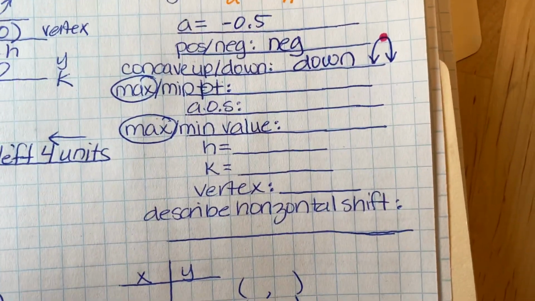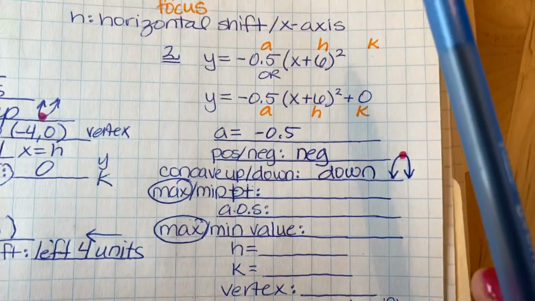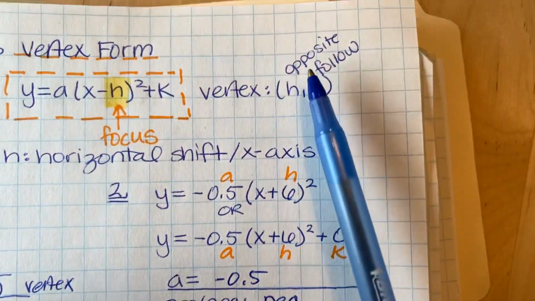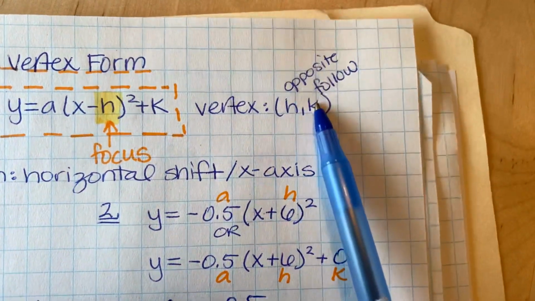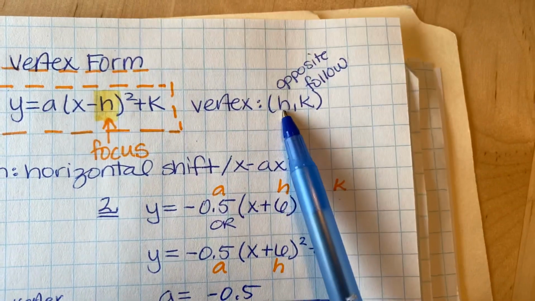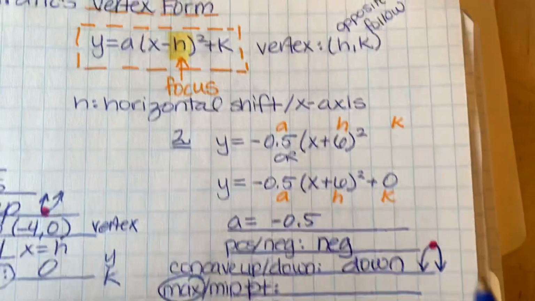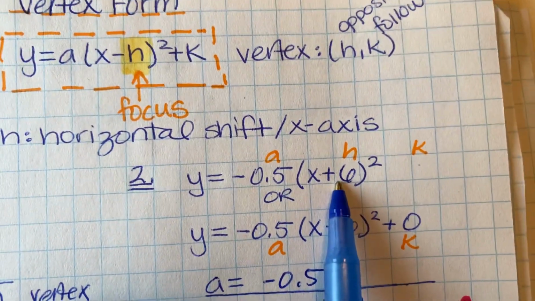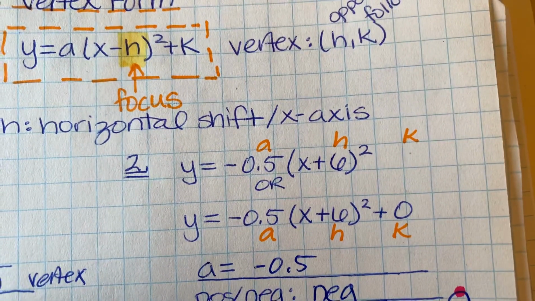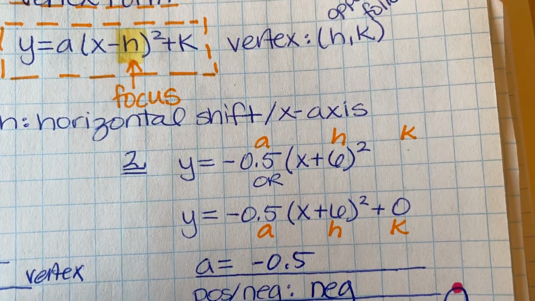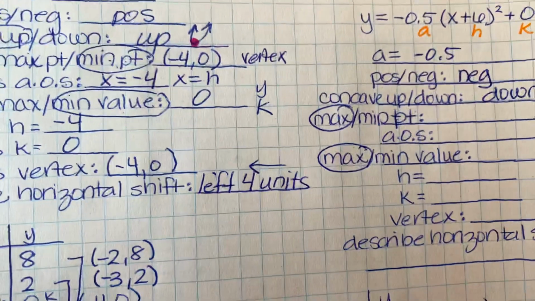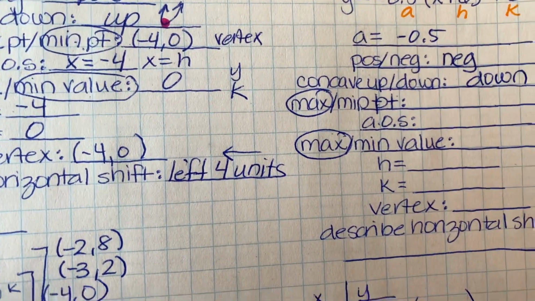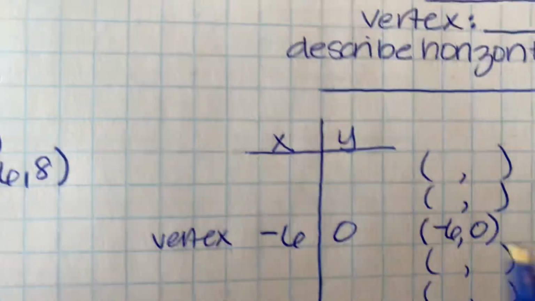All right, so let's get to our vertex. So again, remember, opposite H, follow K. What you see visually, this is just visually, opposite H, follow K. So if I'm looking at this, I see x plus 6. So my H value is going to be negative 6. My K value is going to be 0. So I'm going to have negative 6, 0. That is my vertex.